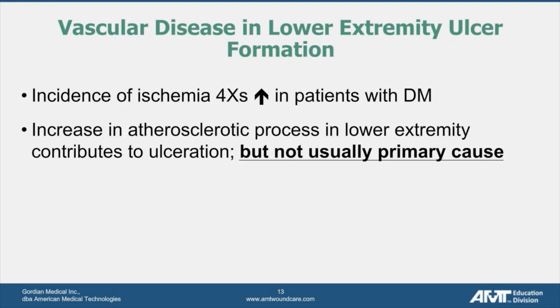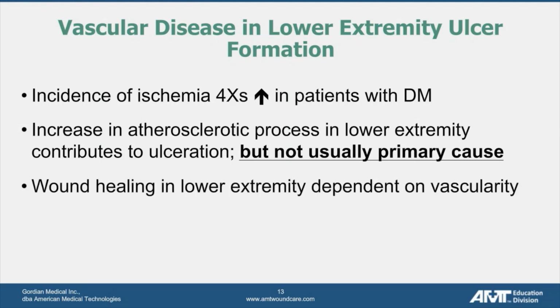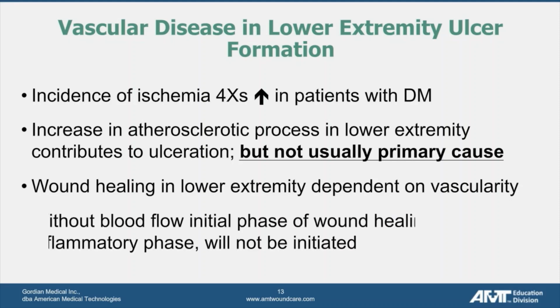In addition, an increase in the atherosclerotic process in the lower extremity contributes to the ulceration, but is usually not the primary cause, which we just talked about. The primary cause is decreased blood flow, and then the person gets an injury, it can be a small injury, and the wound won't heal because there's not enough blood flow. So wound healing in the lower extremity is dependent on vascularity. Without blood flow, the initial phase of wound healing will not commence. The inflammatory phase, which is actually the second phase of wound healing, will not be initiated.